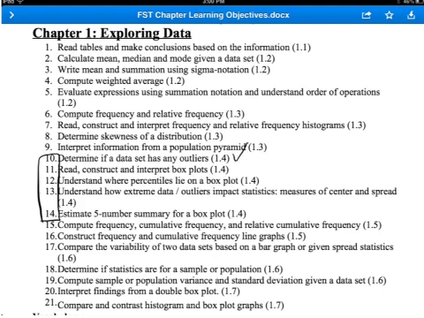You're going to read, construct, and interpret box plots. This is going to be a little bit of new material, but something you have seen before. Third one, understand where percentiles lie in a box plot. This is just really understanding what a box plot is. Number 13, understand how extreme data and outliers impact statistics, such as the measures of center and spread. And the last thing is estimate the 5-number summary for a box plot. It really comes down to focusing on box plots and looking at a mathematical outlier calculation. And let's just get right into it.